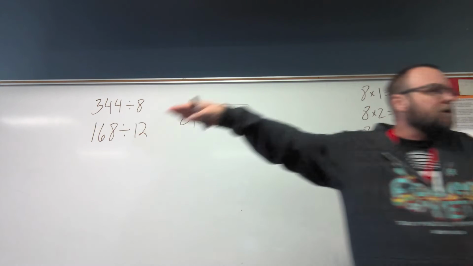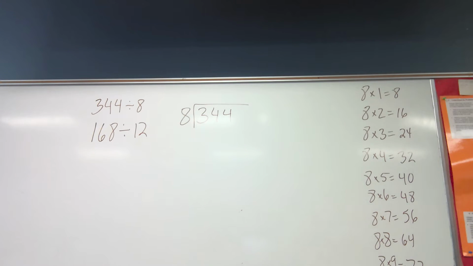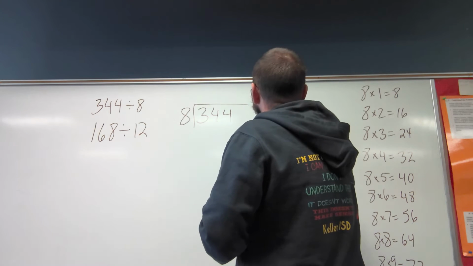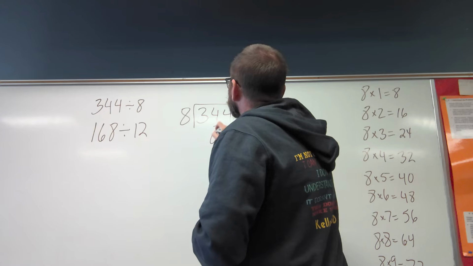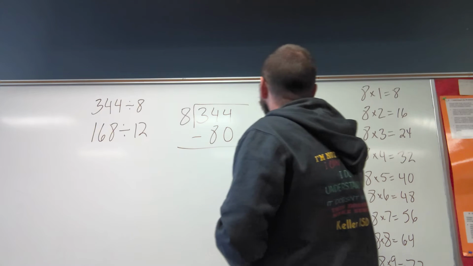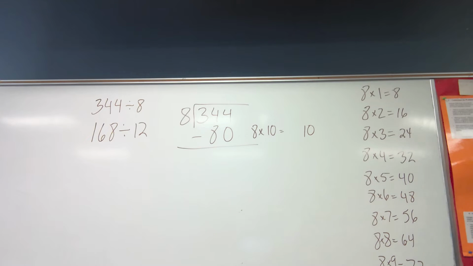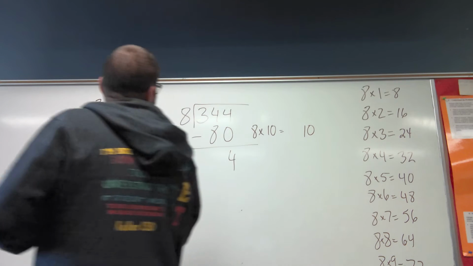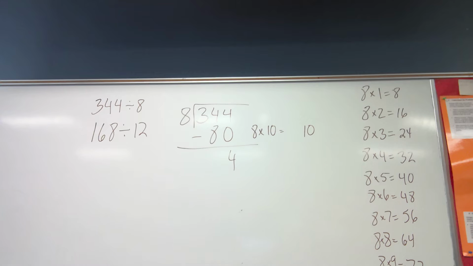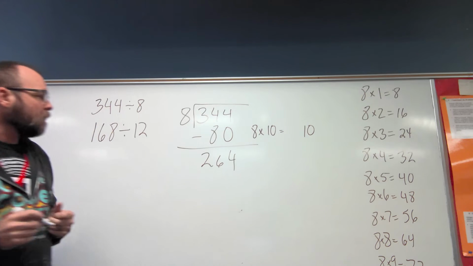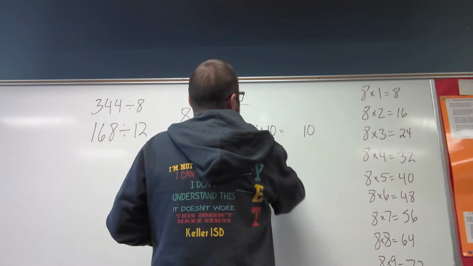Because what I'm going to do is just take multiples of 8 that I can do in my head and subtract them. So if I say 8 times 10 equals 80, then I subtract. So I have 10 here. And I subtract 80 from 344. So that's a 4, 34, 26. Is that right? I think it's 26. Yeah, 26.